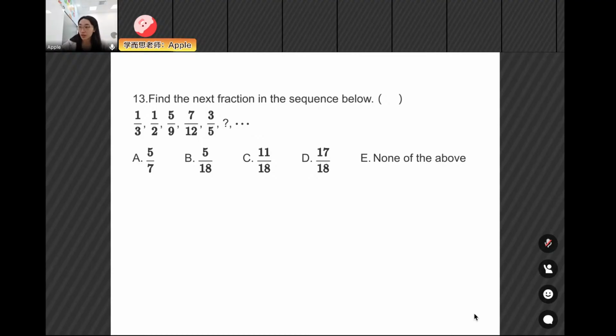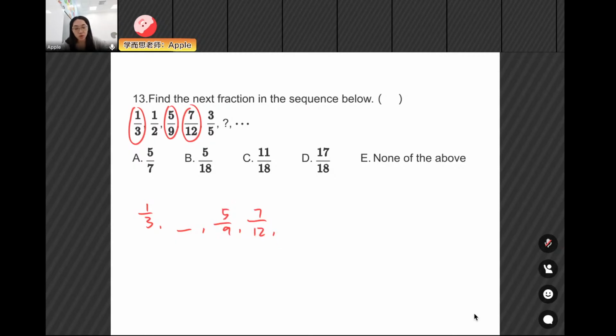Then the next one, question 13. This is about fractions. Yeah, so far any questions? Okay, so you can see that this is about fractions. I think such questions should be very familiar to many students, right? Okay, now let's have a look. What is the pattern? We know that 1/3, then move on to 1/2. But pay attention. Maybe if you cannot find it, we just skip it, okay? Let's move on. Then we have 5/9. Then we have 7/12.